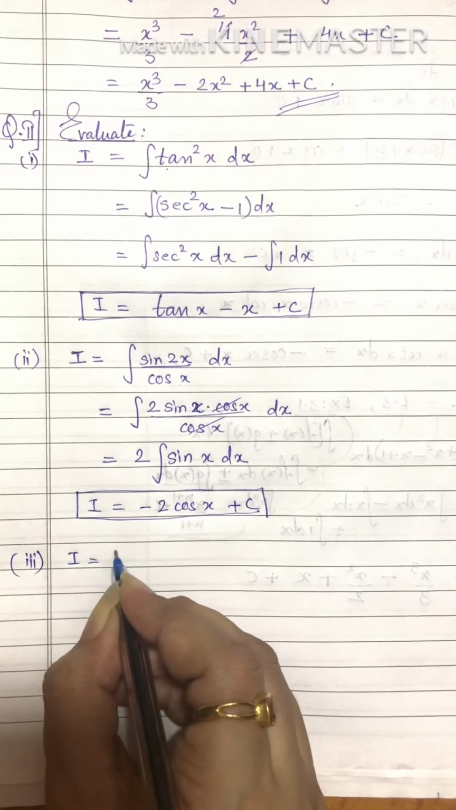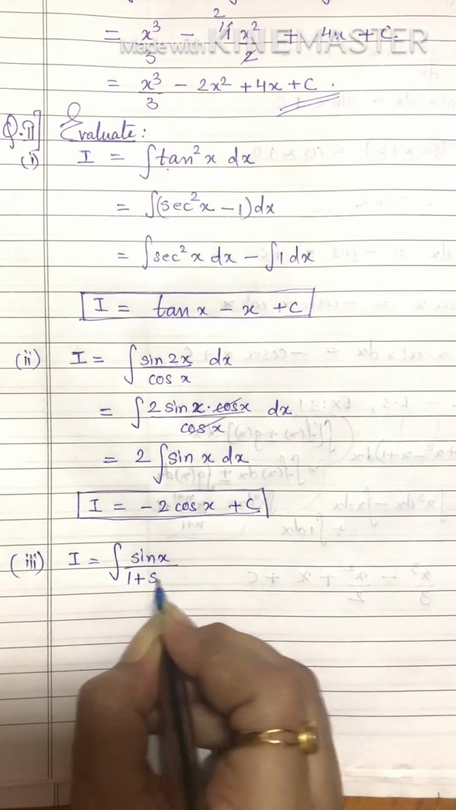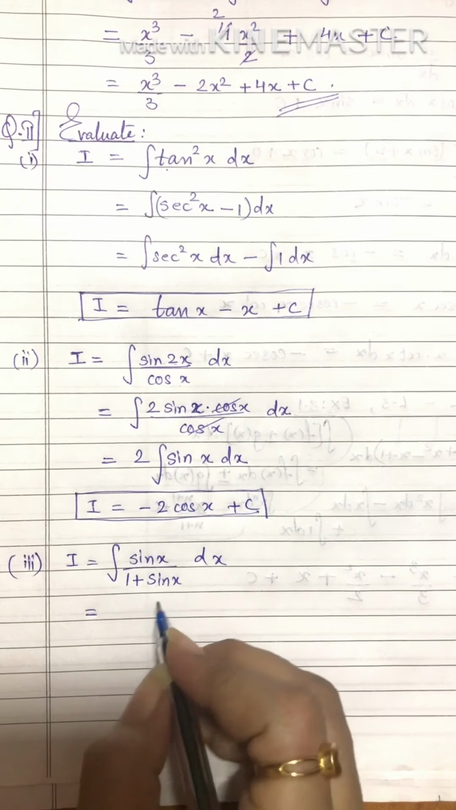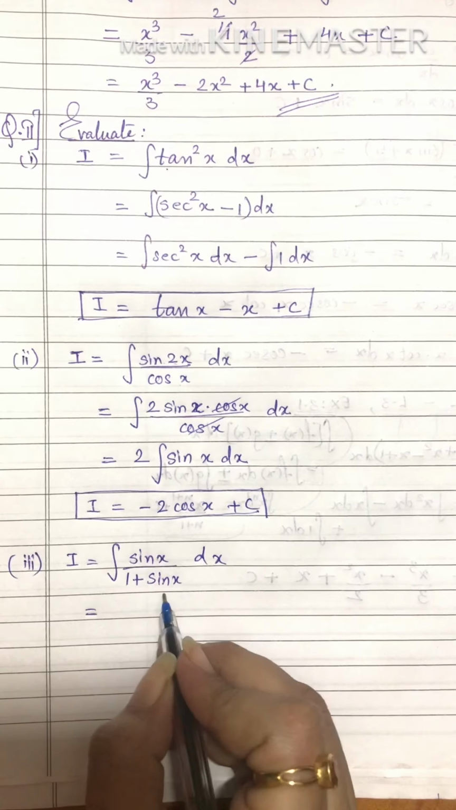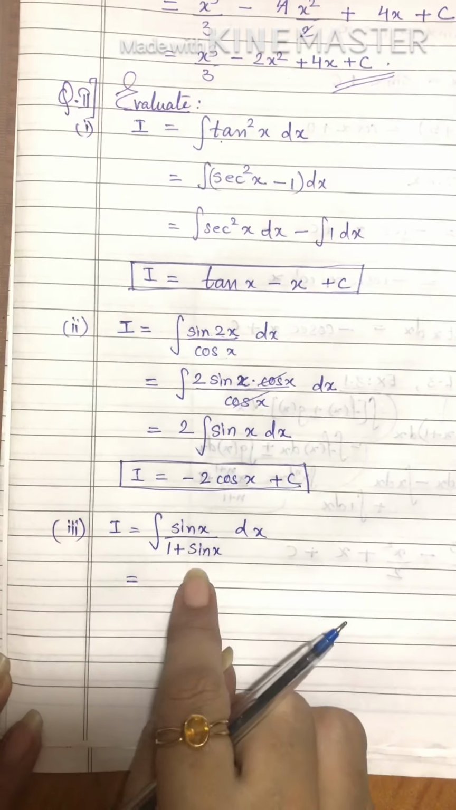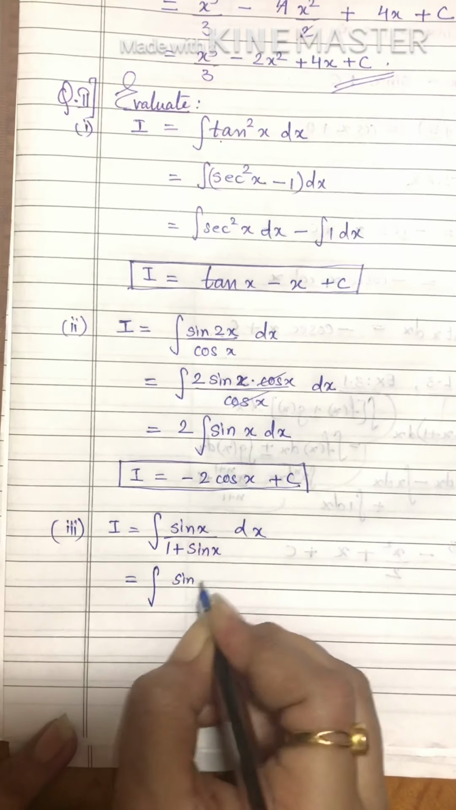So I'm taking the next sum as sin x upon 1 plus sin x dx. Okay, so let's start this. See, this is very easy. Sin x upon 1 plus sin x, when you're getting this, I hope this reminds you of your 10th standard. Whenever you get such a thing in the denominator, the simplification goes the same way.